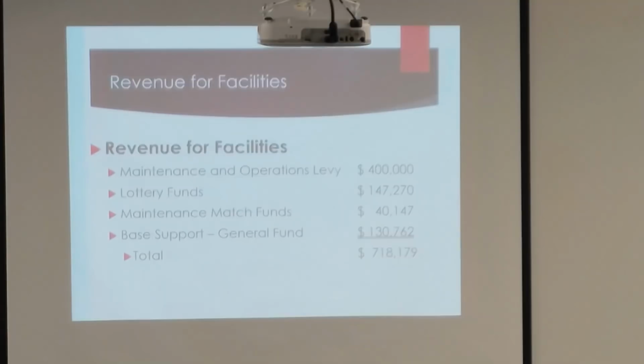$718,000 on the page before. We receive, and this is this year's number, last year it was probably $5,000 less, I think, $147,270 from lottery funds. We received $40,000 of what's called maintenance match. It's part of that agreement on the settlement that we get a little extra money for maintenance match funds. It's tied in with the lottery funds from the state. And then we pull out of what we call our base support general fund. That line I said where we're putting all the items in, that's called the base support fund. And so we're pulling out $130,762 to come up with our $718,000.